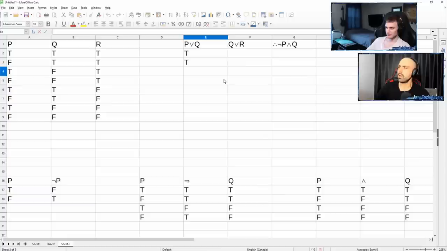Okay. So I'll look at the old table. Just think about the statement P or Q. As long as at least one of them is true, it'll be true. True or true. Yeah, no worries. Yep, true.